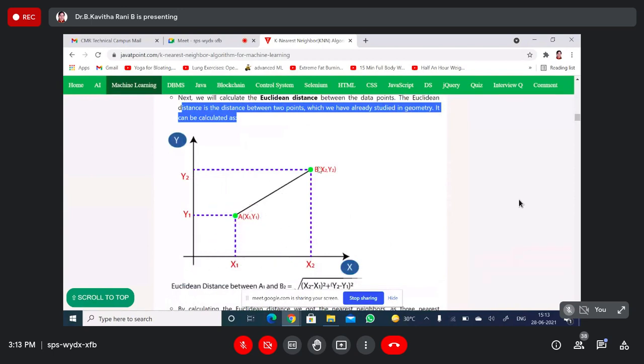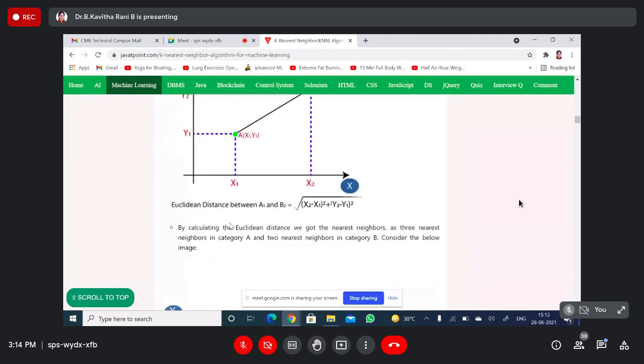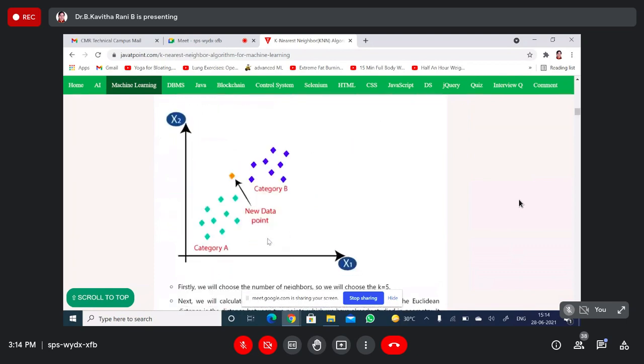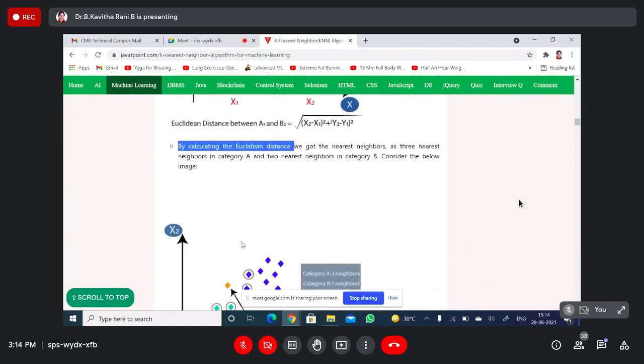So this is 1 point, A is 1 point, and B is 1 point. With X1, Y1, X2, Y2, the Euclidean distance is calculated by this particular formula. So it will check the similarity between different points. If the new point belongs to category B, then it is grouped to category B. Otherwise, it is classified to category A. So in this way, we will be using KNN.